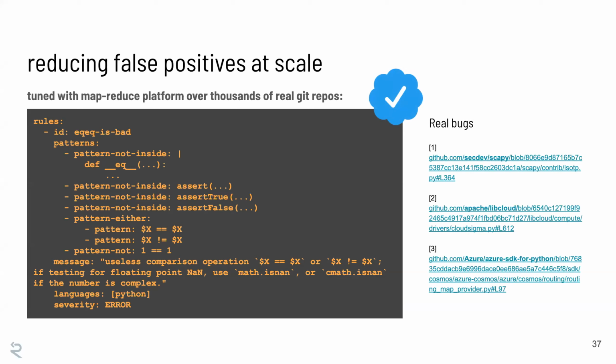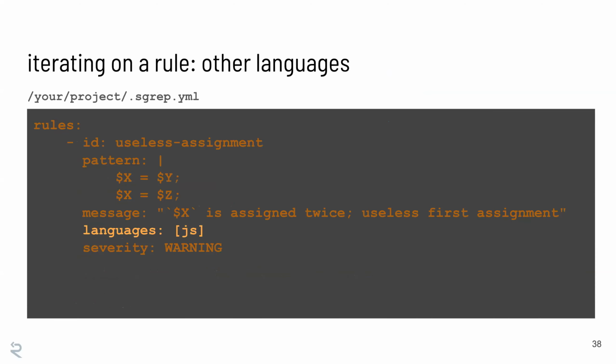So that's part of the work that we're doing behind the scenes: basically trying to use the tuning of this MapReduce platform to make it easy, or to increase the precision of the rules that are in that registry. So just to show you more of what it looks like to iterate on the rule languages.